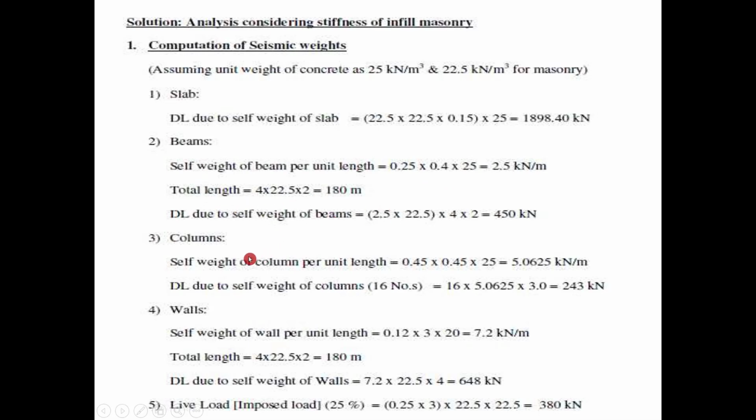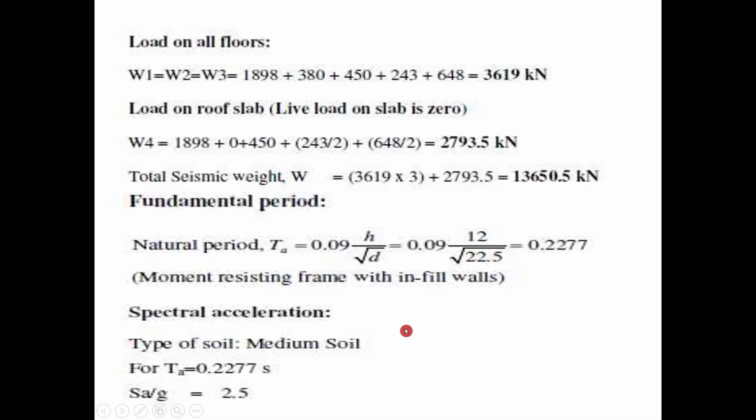Similarly, the columns also, we can find total length of column into cross section will give you the volume, into density of concrete will give you the column weight. And the walls, based on the volume of wall into brick masonry 18 kN per meter cube, will give the wall weight. Then the live load. So you can compute the total load of all floors, accounting all the beams, all the columns, all the walls, all the slabs.